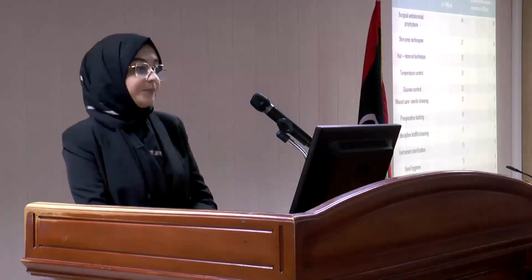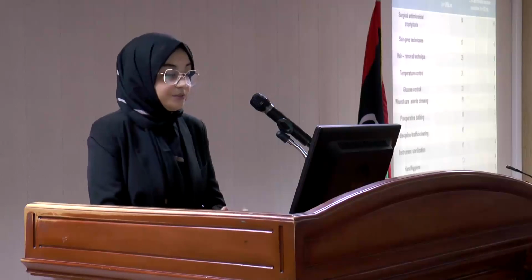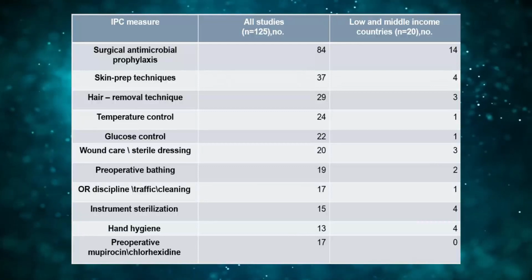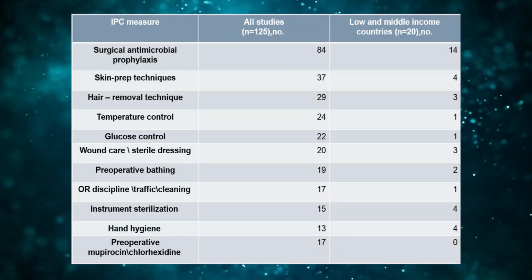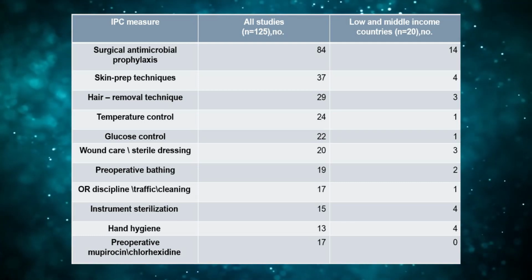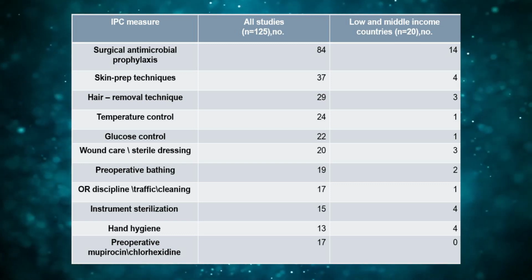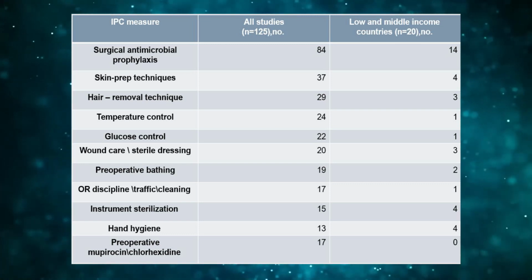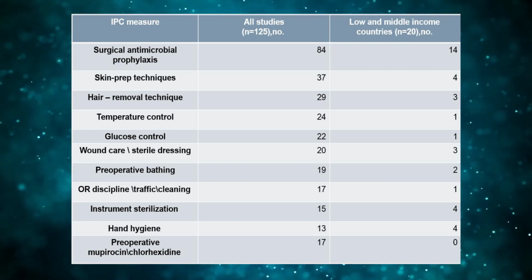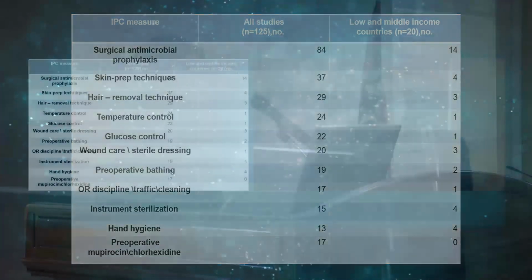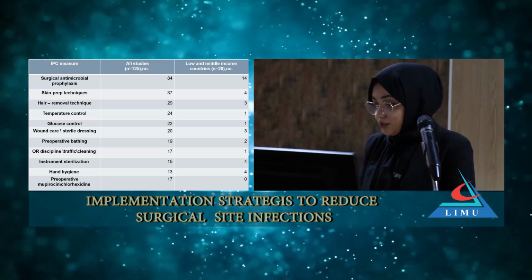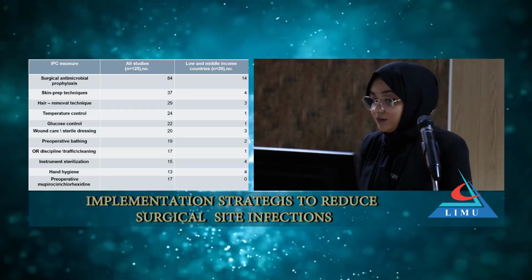This table shows the infection prevention and control measures for all the studies. Surgical antimicrobial prophylaxis in all studies was 84, and in low-middle income countries was 14. Skin preparation techniques in all studies was 37, and in low-middle income countries was 4. Hair removal techniques was 29, and in low-middle income countries was 3. Temperature control was 24, and in low-middle income countries was 1. Glucose control was 22, and 1 in low-middle income countries.